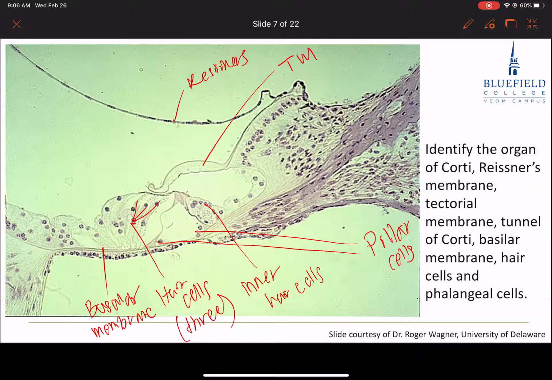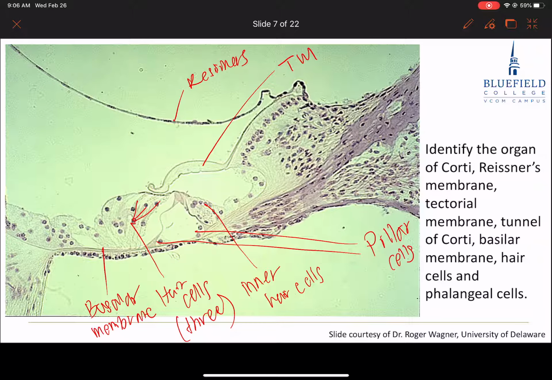Here is my tunnel of Corti right here. At the base of the tunnel of Corti are little wedge-shaped cells called pillar cells, one, two, three of them right there. Reissner's membrane. Basilar membrane.